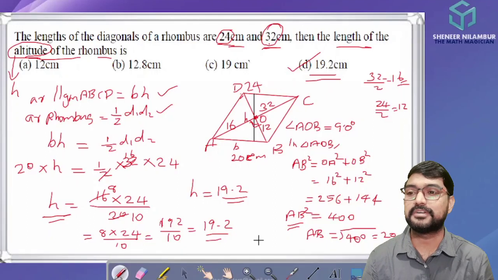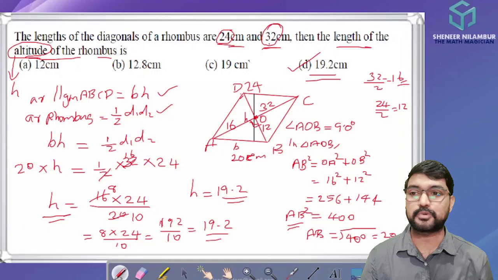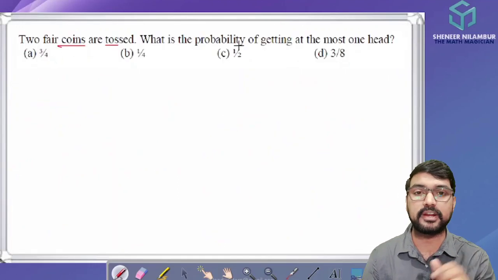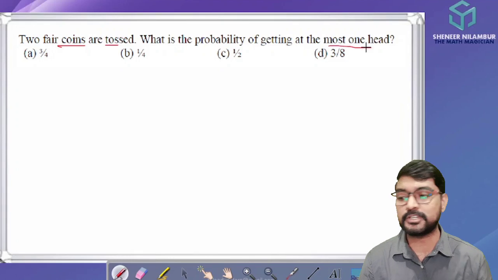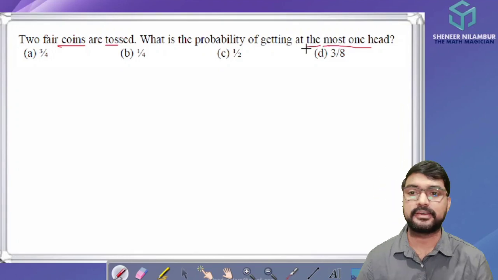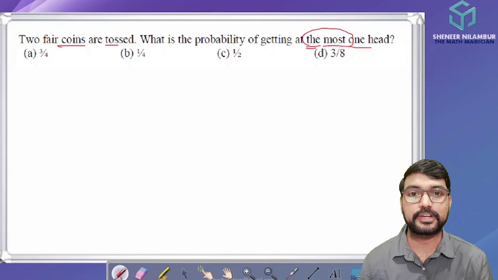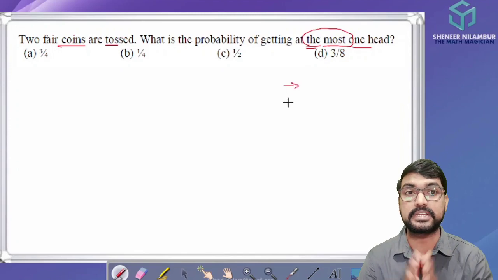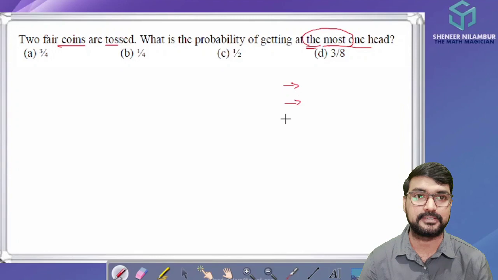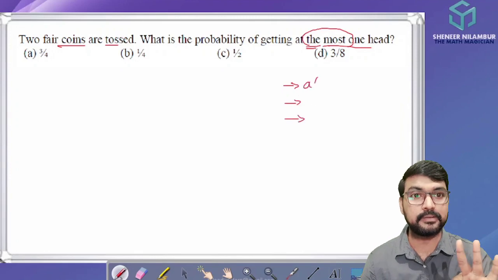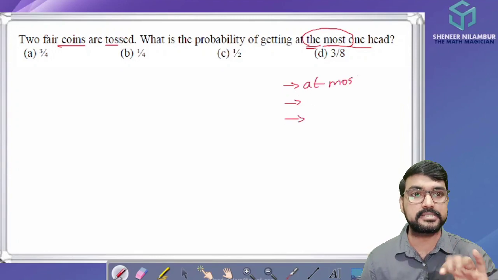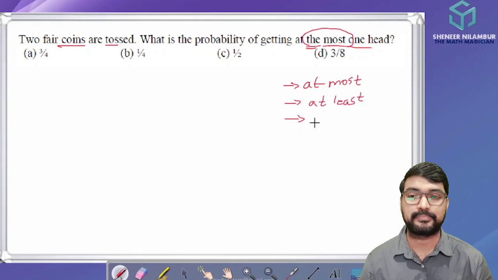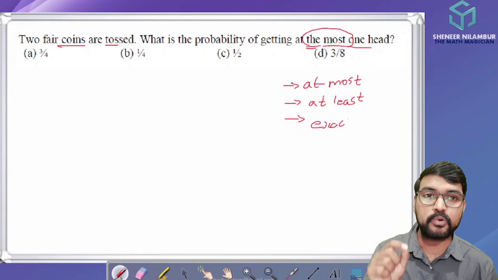Question number 5. 2 fair coins are tossed. What is the probability of getting at most one head? So my dear students, this type of question will be there in our examination. When we get this question, first we have to notice the words at most. There will be 3 kinds of question based on this type: at most, or at least, or exactly.